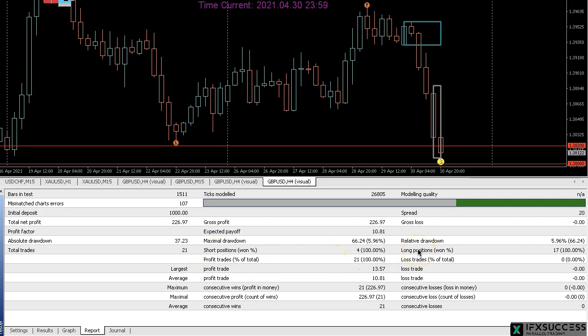Obviously, that's because I didn't really have a stop loss, right? The stop loss can really change everything. Here, long positions won, 17 of them. Again, because we don't have a stop loss. If we had a stop loss, then things would change.